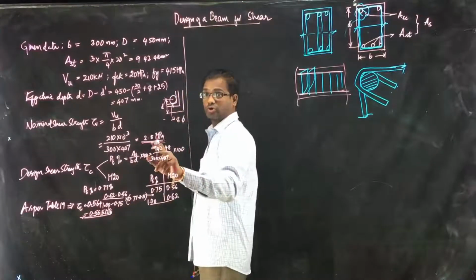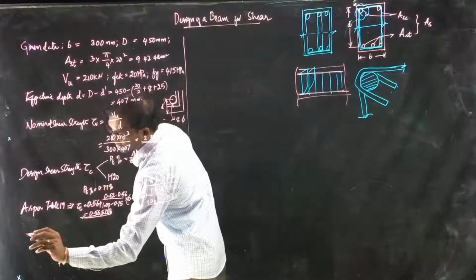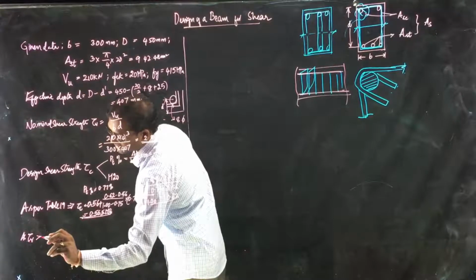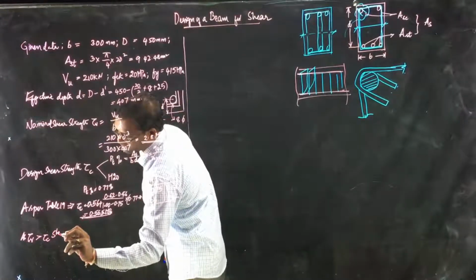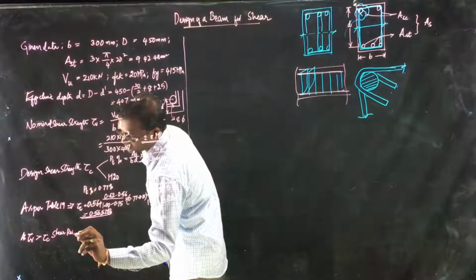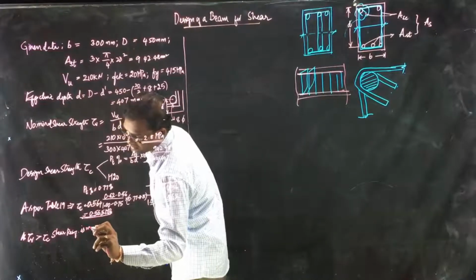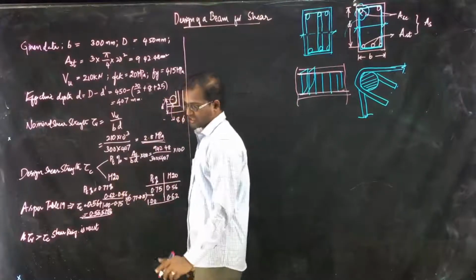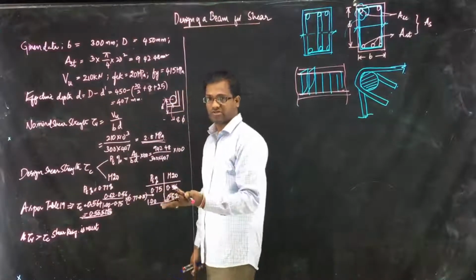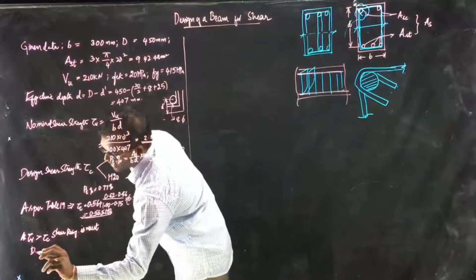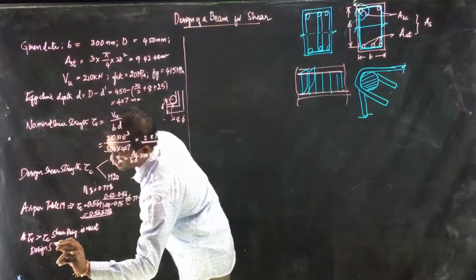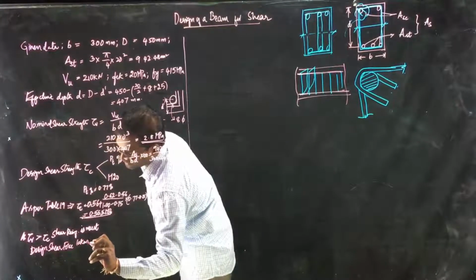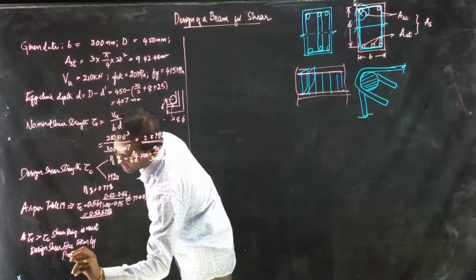So due to load it is 2.8, so definitely shear reinforcement required. So as tau v is greater than tau c, shear reinforcement is must. Now when shear reinforcement is must, you need to calculate how much shear force it can get. So design shear force taken by reinforcement.